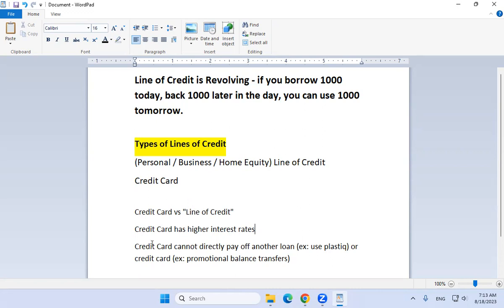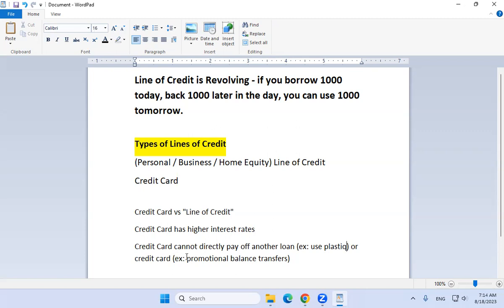So here are some disadvantages. First, the credit card has a higher interest rate. The second one is that you don't have as much flexibility in what you can pay off. So there are some restrictions. Usually credit cards cannot be used to directly pay off another loan. So if you have a student loan, a mortgage, or an auto loan, you probably need to use an intermediary service like Plastiq. I actually like to call it Plastique, but I think the official pronunciation is Plastiq with a Q.com.